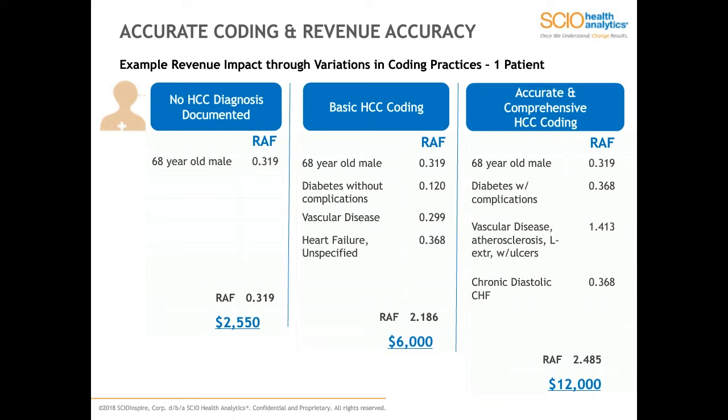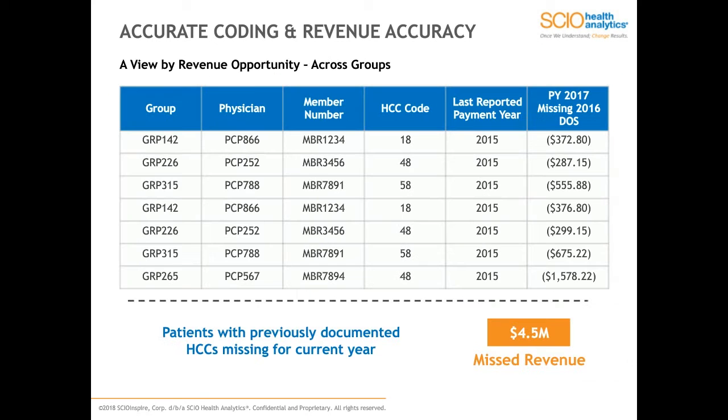So the delta between that no HCC diagnosis to an accurate and comprehensive HCC coding approach is really clearly very substantial. And in this instance, $9,500 or so is the delta. So that's going to add up to really significant dollars and cents in an organization, and we want to make sure that we're going after that as quickly and as efficiently as we can. So getting into a little bit more detail of how to do that, you want to be able to look at this across the various groups in an organization.